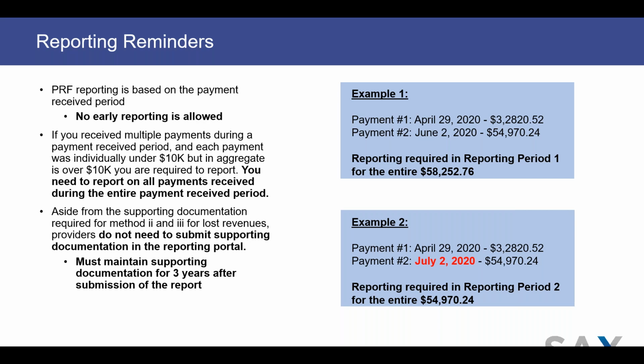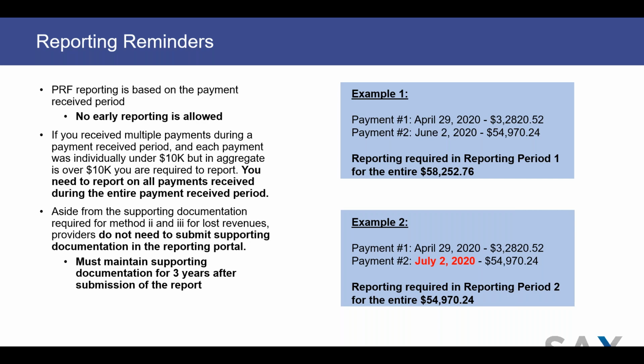This is what I was speaking to earlier, whereby in example 1, you received a payment on April 29th, and you received a payment on June 2nd. In total, you have $58,000, so you are required to report on these dollars. If you look at example 2, and it's funny, they have a typo. This came from the HHS. Your April 29th payment is only $3,200. Your second payment didn't come until July. Therefore, you have no reporting requirement for the first period. You're only going to have to start reporting on the second payment that you received. So just keep that in mind.